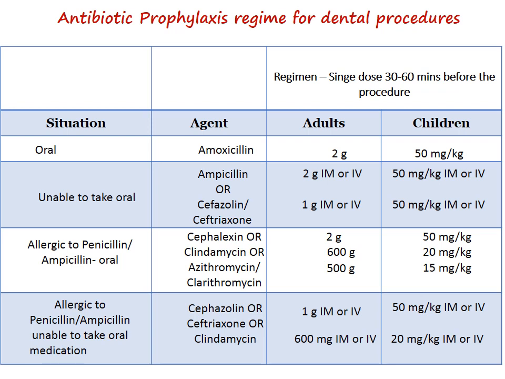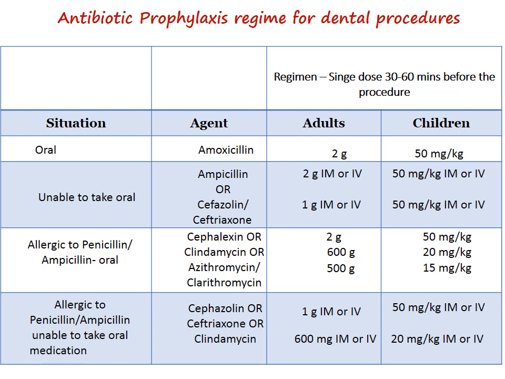So the antibiotic prophylaxis that we discussed in the previous slide is what we have mentioned here: the antibiotic prophylaxis regimen for dental procedures. Either you give it orally or you give it IV or IM. We have mentioned the agents that we use for adults and for children. If the medication is given orally and it is amoxicillin, for adults it is 2 grams, while for children it is 50 milligrams per kg.